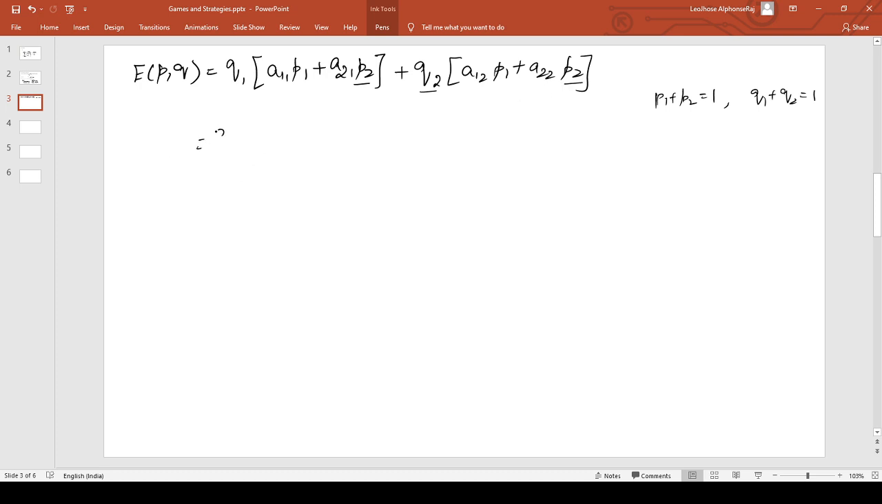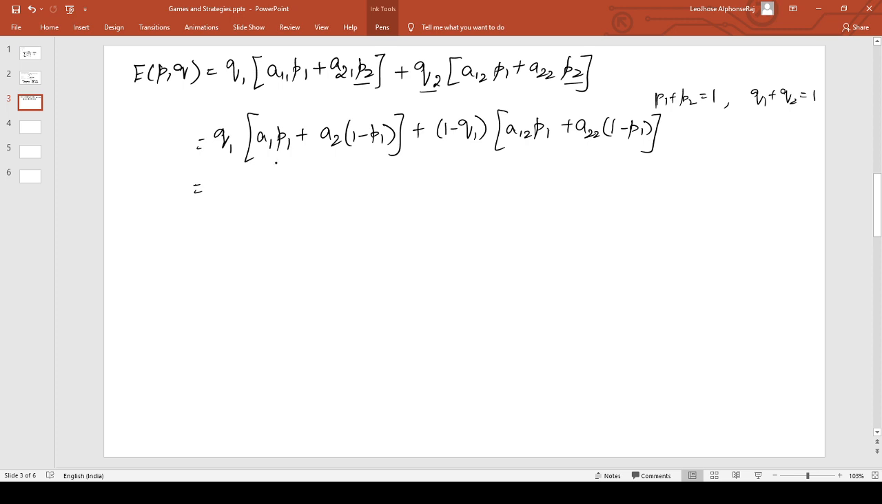So let me rewrite it. Let's keep everything in terms of P1 and Q1. We're going to rewrite P2 as 1 minus P1, and Q2 I'm again going to replace with 1 minus Q1, and then A12 P1 plus A22 into 1 minus P1.